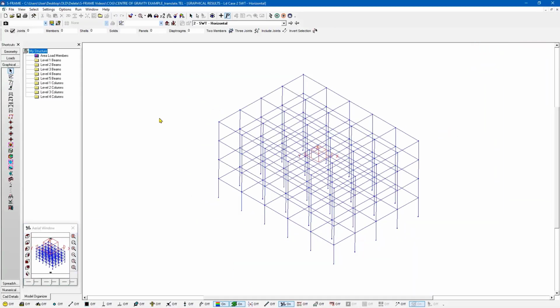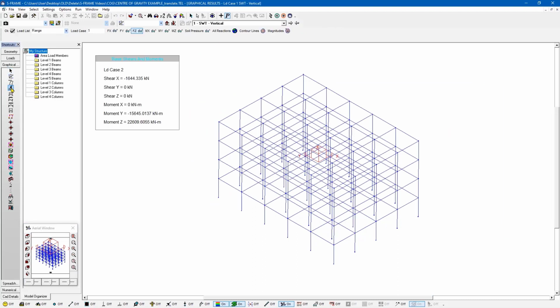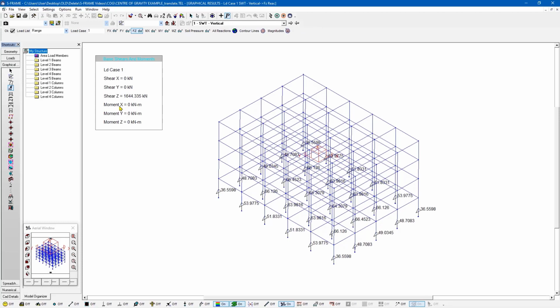And once the analysis is completed here, I'm just going to look at my self-weight load case, and the reactions tool will be able to show me that the moments about the X, Y, and Z axis are all zero, which is exactly what I was hoping to achieve. So this helps me confirm that the center of gravity calculation was done correctly.